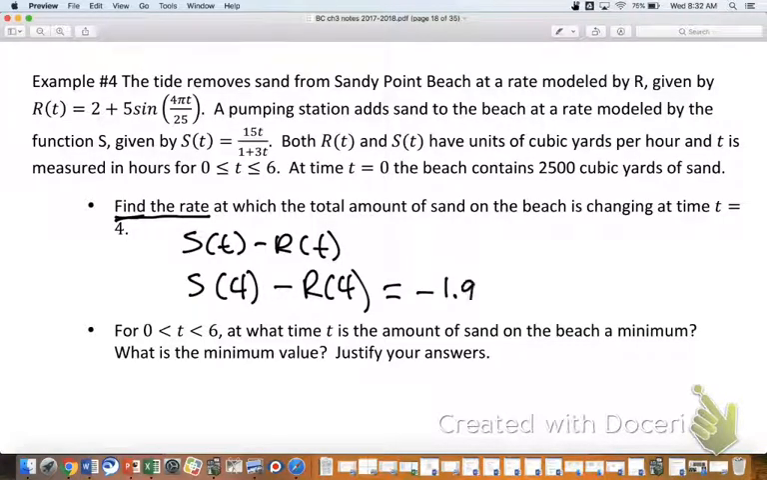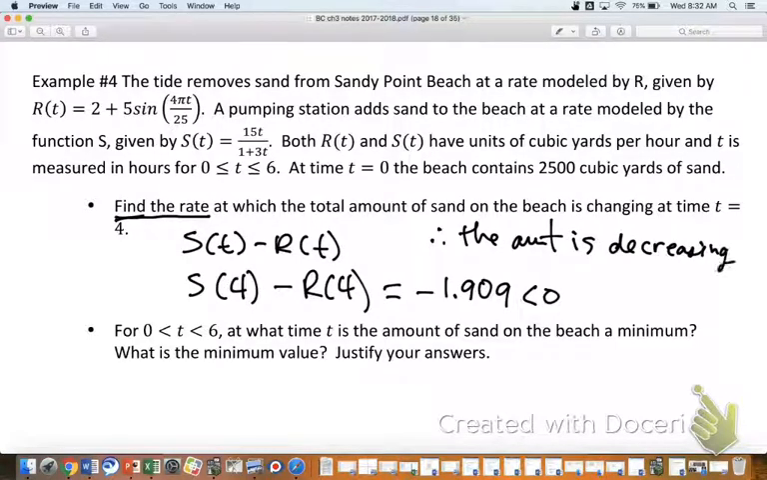Negative 1.909. You got to be in radian mode. Hopefully you are. I heard like 3 people say it. Is that good? Okay, so what is the most important thing about that number? Therefore, we can say that the amount of sand on the beach, it didn't ask this, but the amount of sand is doing what? Decreasing, yep. It didn't ask you to go there, but I thought maybe I'd connect that for you. Now it's decreasing because its rate of change is negative.